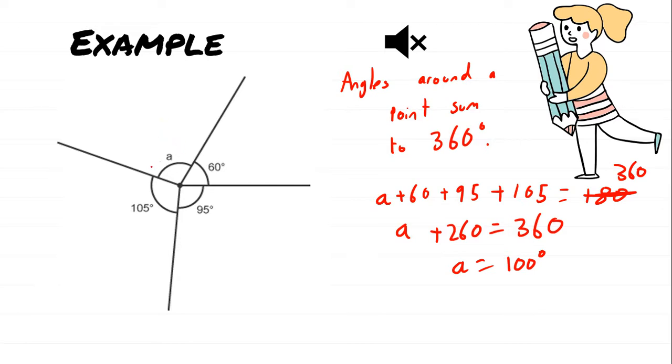Just check it makes sense. If this is 105, does A look like about the same? It's certainly an obtuse angle. It's definitely bigger than 90 degrees. So yes, we're quite happy with our answer there.